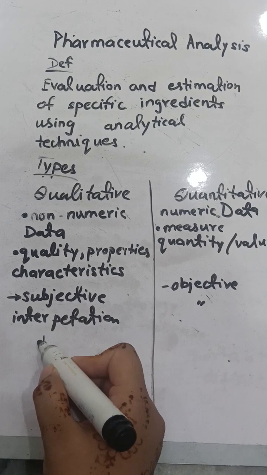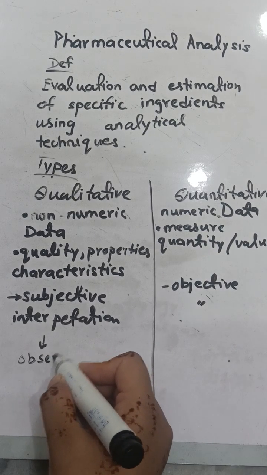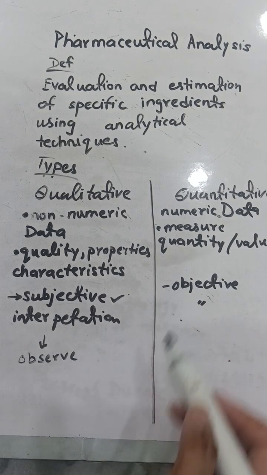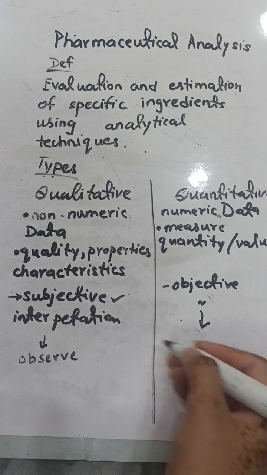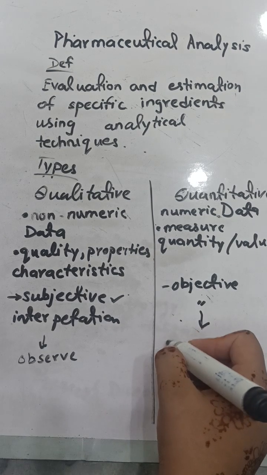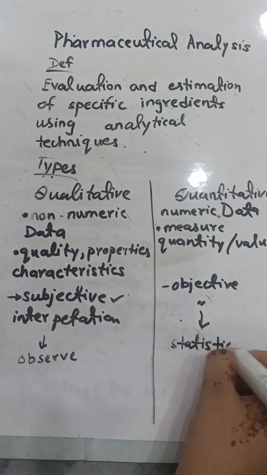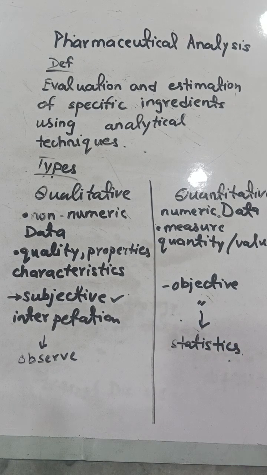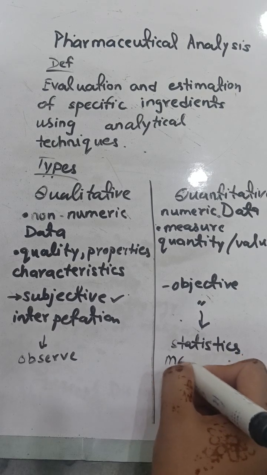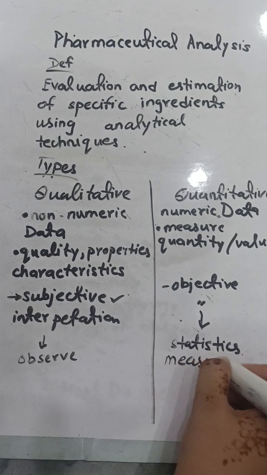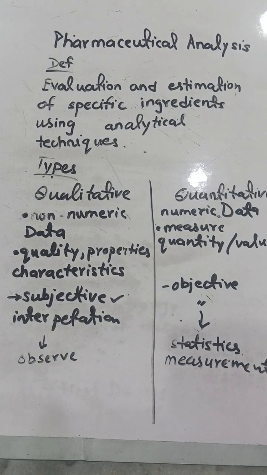The subjective interpretation means it relies on observation. What things you have observed is called subjective, and the objective one uses statistical methods. So it contains statistics, and measurements are included in it. Statistics and some measurements. So this was the second difference between them.